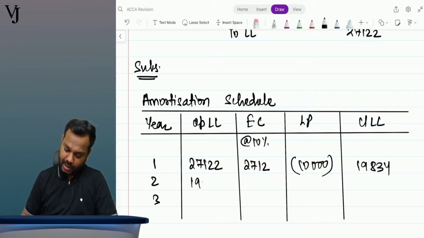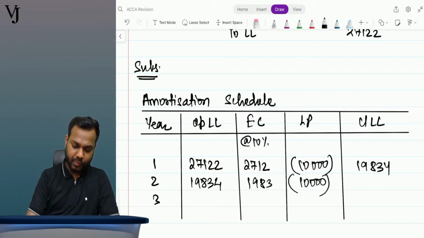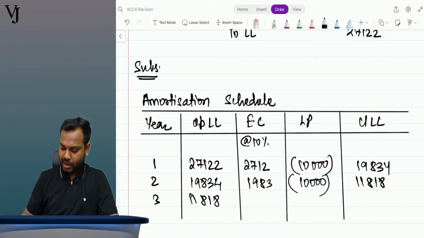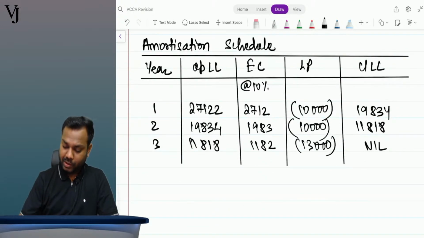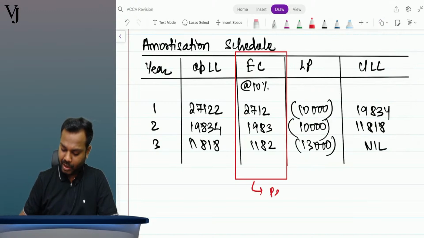Okay, 19834. So it is 1983 minus 10,000 is equal to 11818. Now 11818, 1182 is the finance cost, minus 13,000, it becomes nil. Now this finance cost will be transferred to P&L.